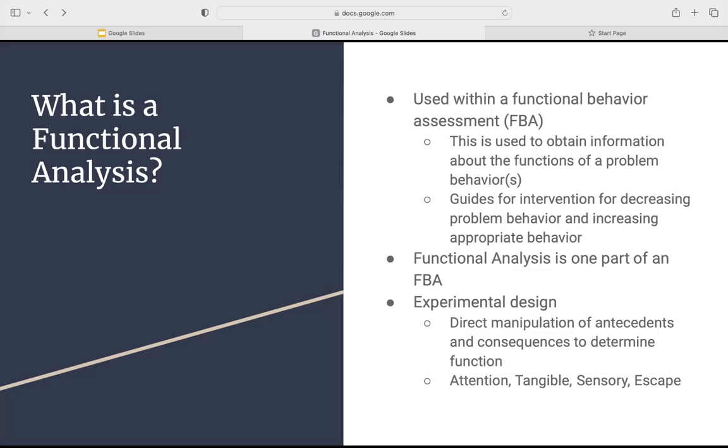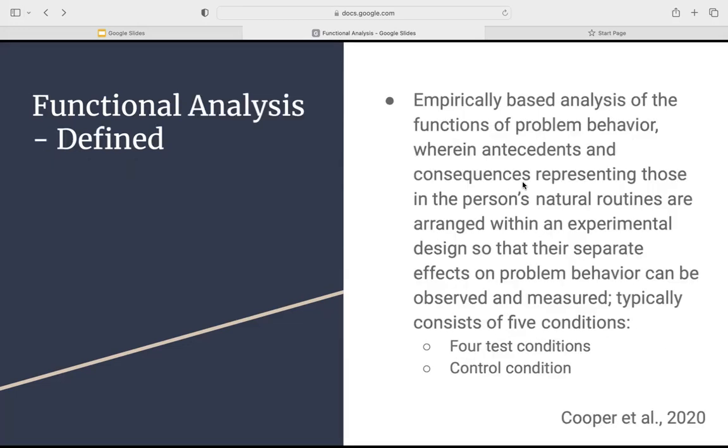Importantly, functional analyses are an experimental design, meaning that there is a direct manipulation of antecedents and consequences in order to determine the function of the behavior. In other words, there's a direct manipulation of the independent variable, which changes based on the condition that we are currently implementing. And I just want to give you guys a definition provided by the Cooper textbook, so it's there for you to read.